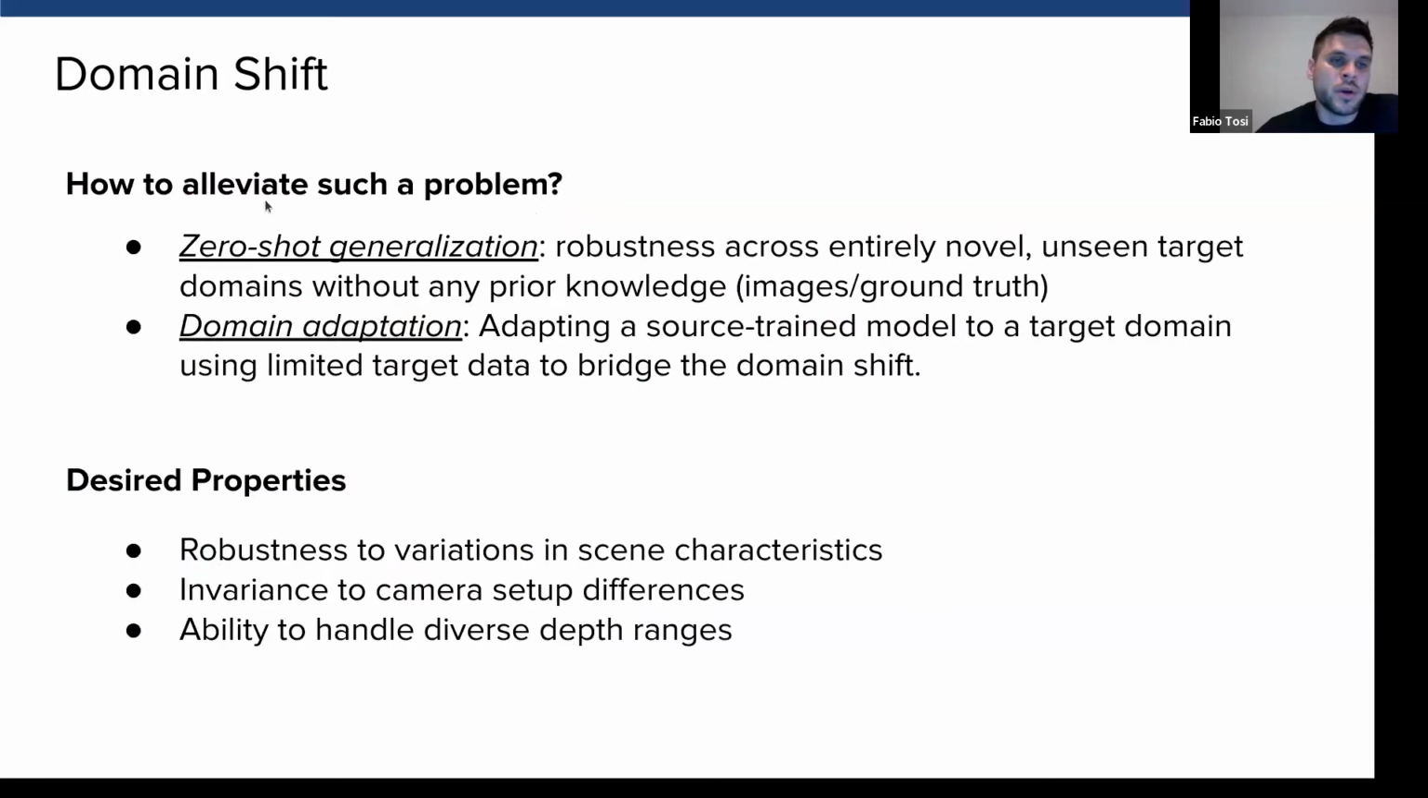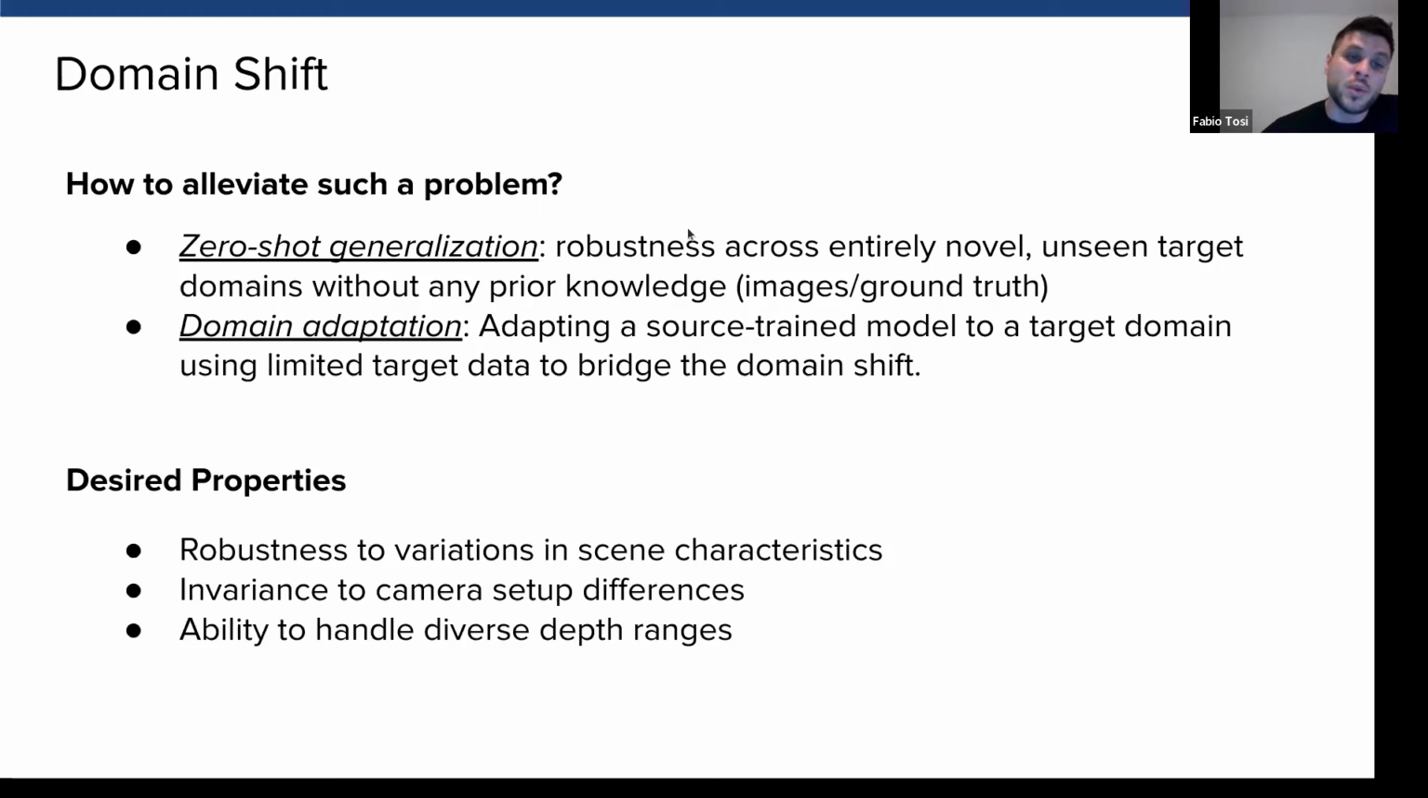So now we are going to discuss how to alleviate this problem, the domain shift problem. And there are two main approaches to tackle this issue. The first one is to propose zero-shot generalization approaches. So we want robustness across entirely novel unseen domains without any prior knowledge. So we don't need in advance stereo images of the target environment. We don't need sparse ground truth labels of the target environment.